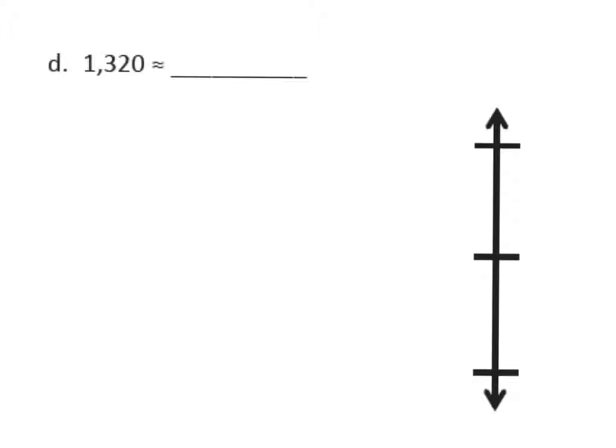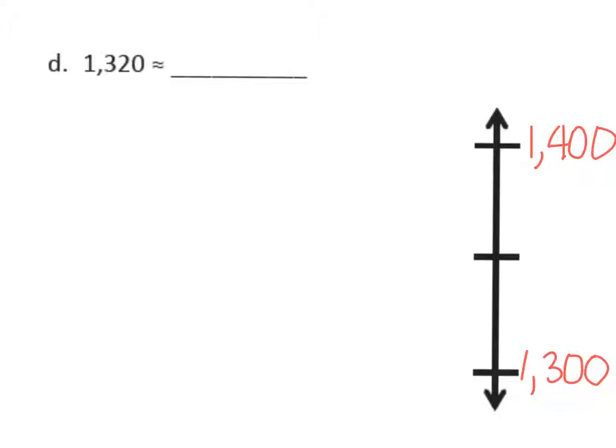Let's take a look at letter D. We have 1,320. So I need to ask myself, how many hundreds do I have? So I have 13 hundreds. So I'm going to write that at the bottom of my number line. Now I need to ask myself, what is one more? That would be 14 hundreds, which I would write at the top of my number line.